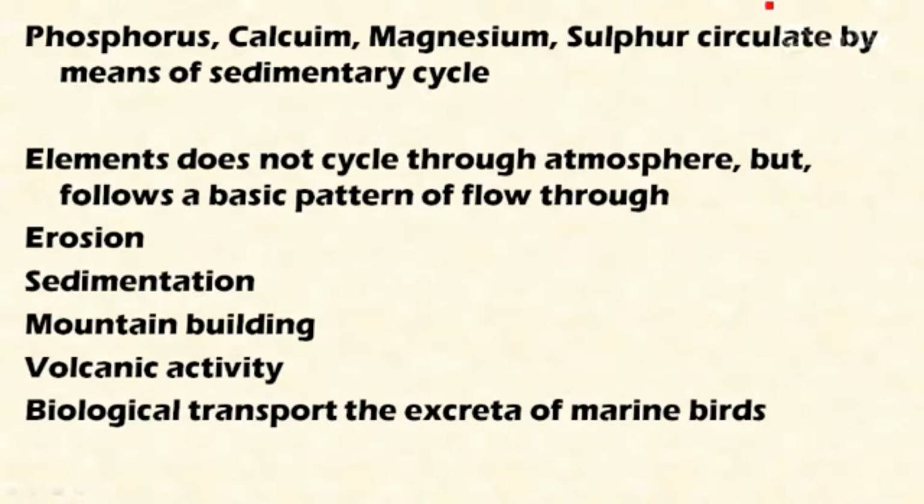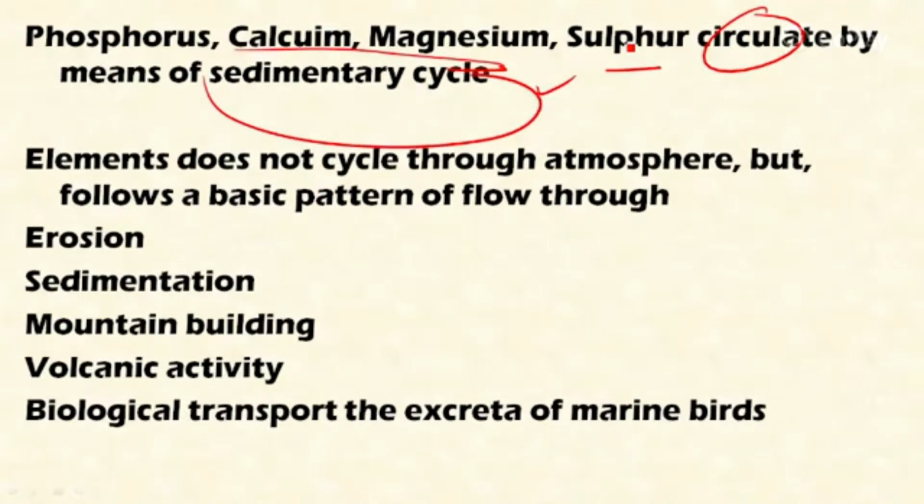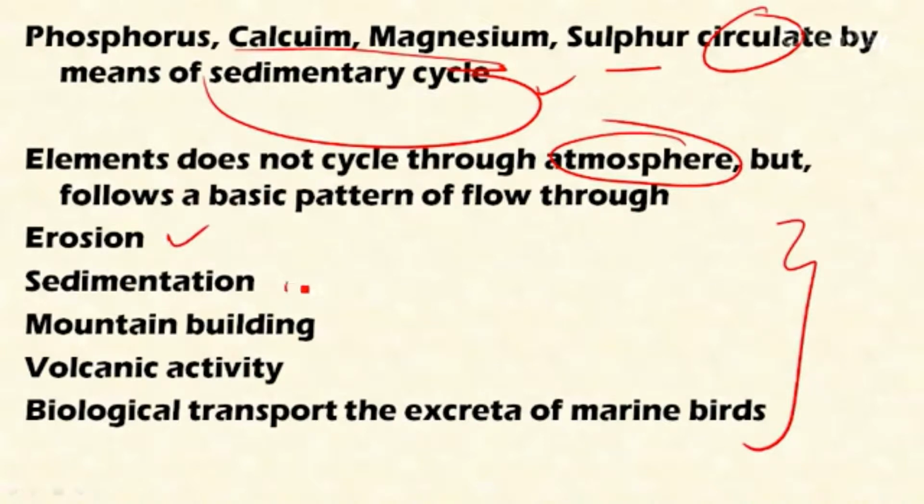The elements like phosphorus, calcium, magnesium and sulfur circulate by means of the sedimentary cycle. These elements do not cycle through the atmosphere. This is important. They do not cycle through the atmosphere but follow a basic pattern of flow through various means like weathering, erosion, sedimentation, mountain building, volcanic activity, and biological transport of excreta of marine birds. Through these means, these elements circulate through the ecosystem.